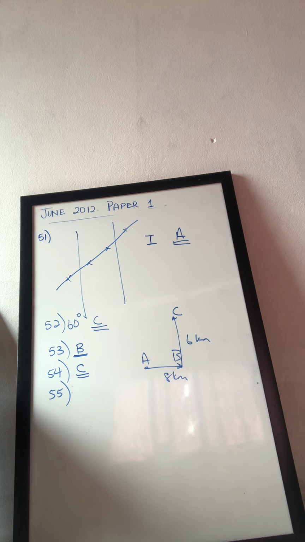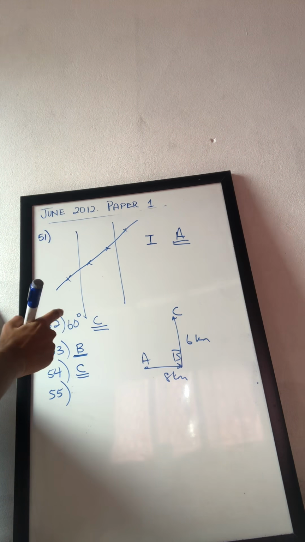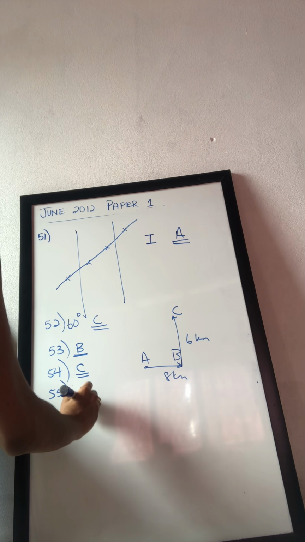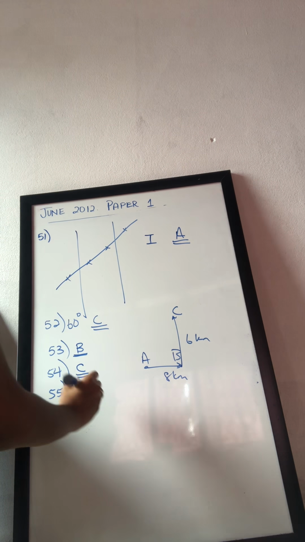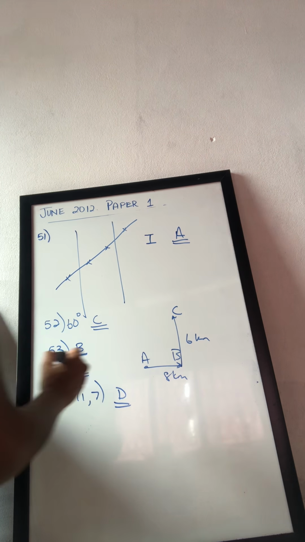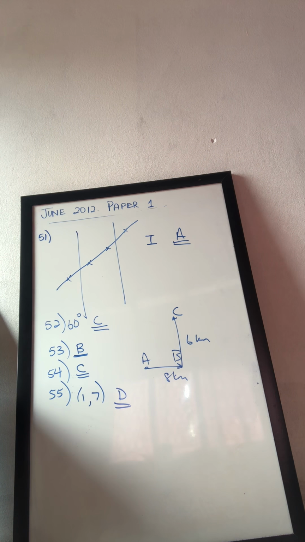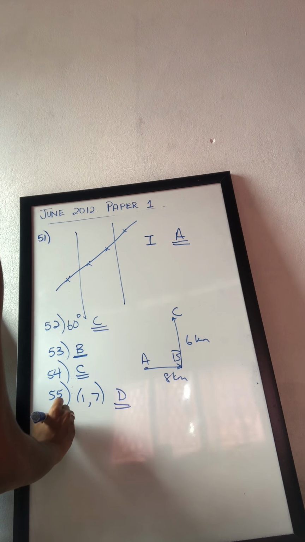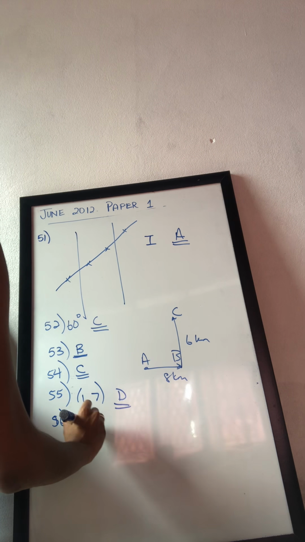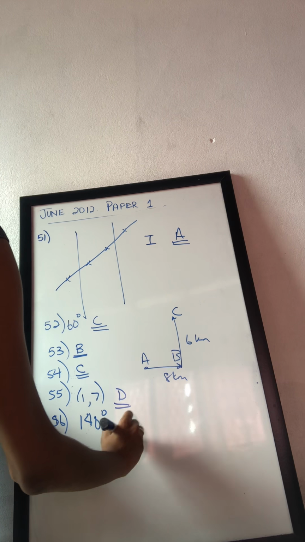55, the image of a point, negative 2, 3 under translation, basically you just add it, right? So minus 2 plus 3 would give us 1, and 3 plus 4 is 7, so the answer is D. 56, now if AB is parallel to EC, then we know that the line DB is a straight line, all the angles on that line will add up to 180. So the angle at D would have to be 180 minus 40, which is 140. That is C.